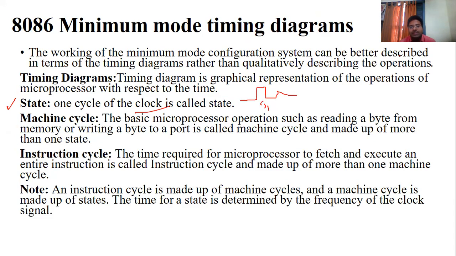So what is a machine cycle? The microprocessor is performing one operation such as a read operation or write operation. So it requires one machine cycle for a read operation, for suppose. So T1, T2, T3, T4, TW, T4. This is one machine cycle.